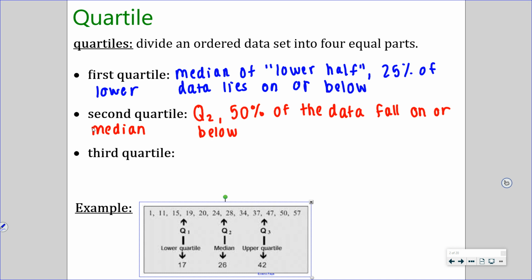Oh shoot, I forgot to put Q1. Q1 right there is the notation for that. Sorry, add that in wherever you want.